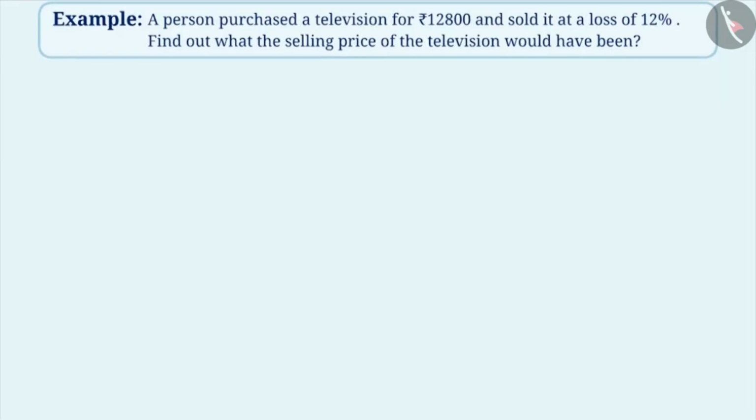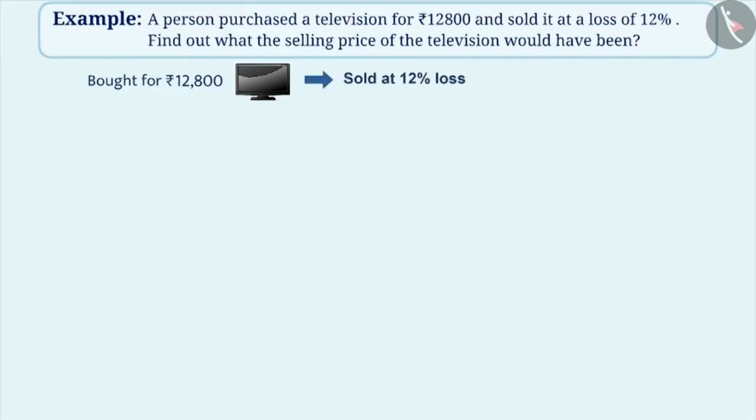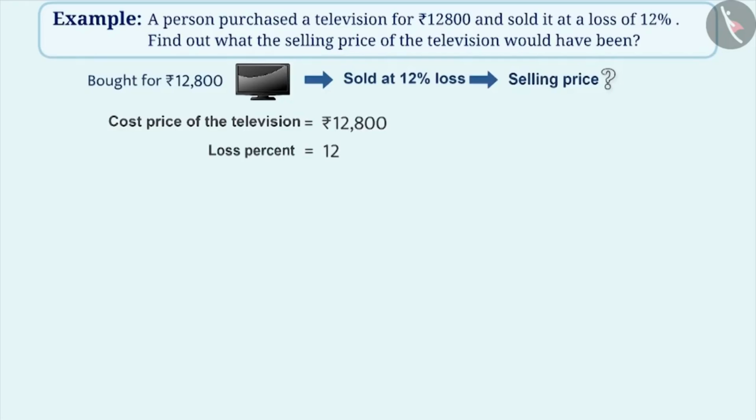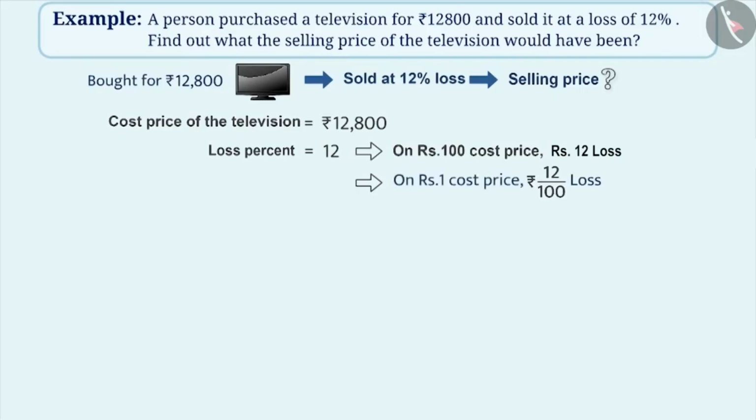Example 1. A person purchased a television for 12,800 rupees and sold it at a loss of 12%. Find out what the selling price of the television would have been. Cost price of the television is equal to 12,800 rupees. Loss percent is 12. This means on every 100 rupees of cost price, there is a loss of 12 rupees. We can say that on every 1 rupee of cost price, there is a loss of rupees 12 by 100.